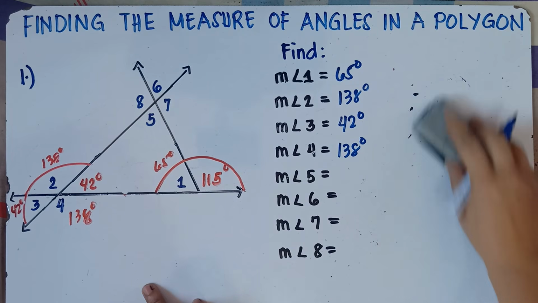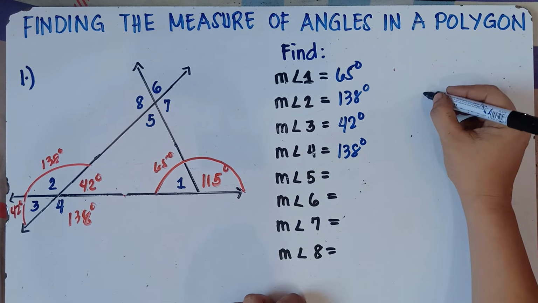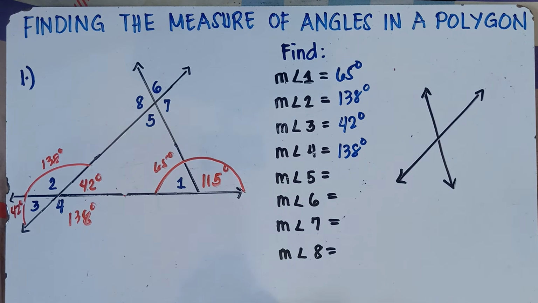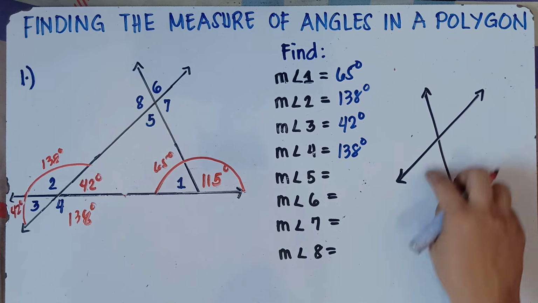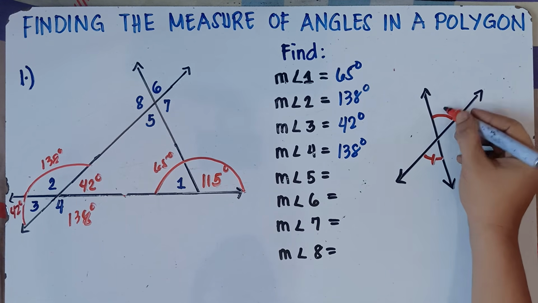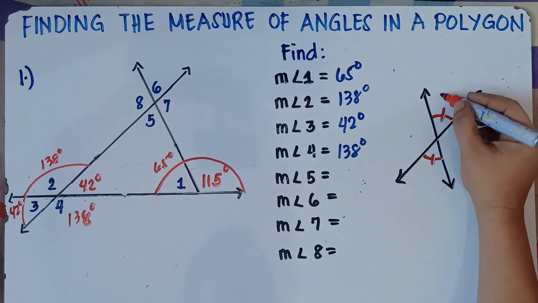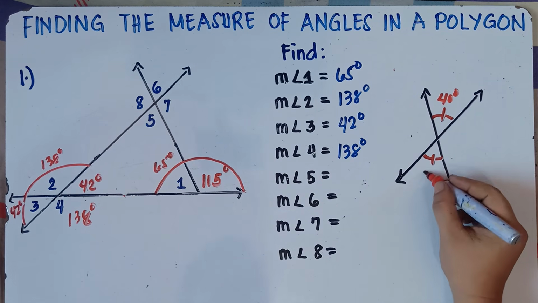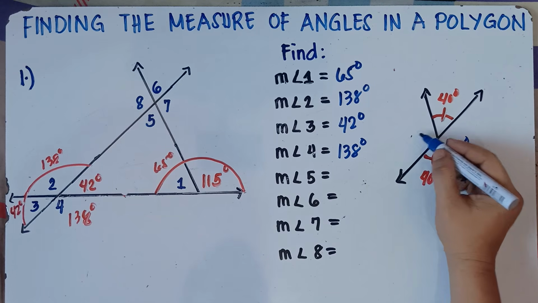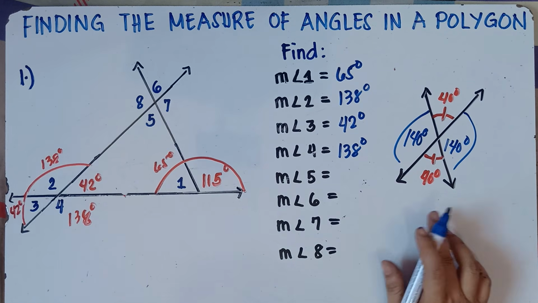Now, if you remember, class, the vertical angles. Do you still remember the vertical angles? If you have two intersecting lines, it forms the letter X. These are what we call vertical angles. This angle will be congruent to this angle. If this is 40 degrees, therefore this is also 40 degrees. If this is 140 degrees, this should also be 140 degrees, because this angle is congruent to this angle. That's what we call vertical angles.